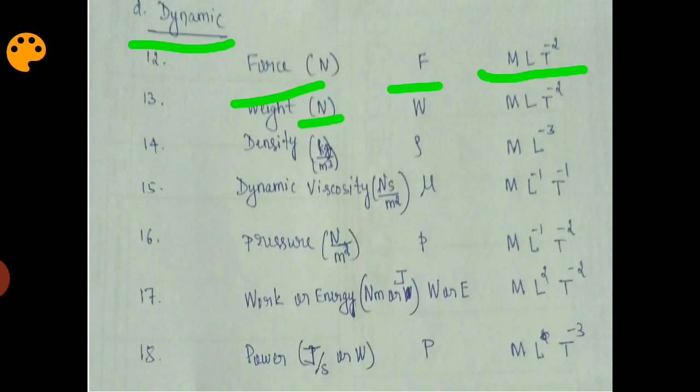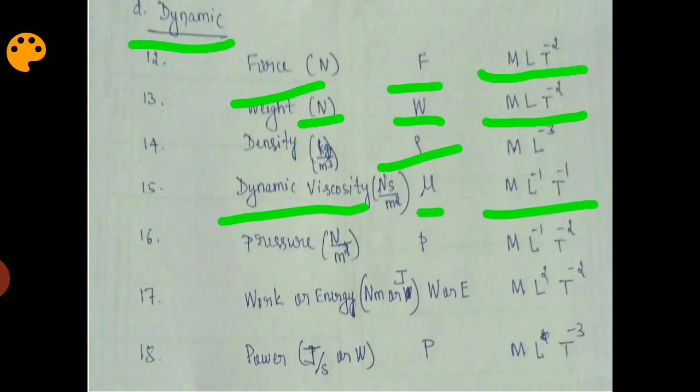Weight, the SI unit is Newton and the symbol is W, depending on the book or the literature. Again, in terms of dimensions it is written as M L T raised to minus 2. Then density, kg per meter cube is the SI unit, the symbol is rho, and it is M L raised to minus 3. Dynamic viscosity, SI unit is Pascal second or Newton second per meter square, the symbol is mu, M L raised to minus 1 T raised to minus 1.